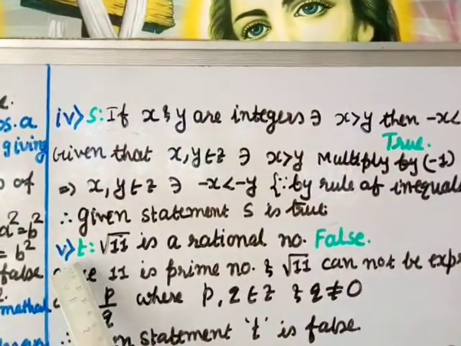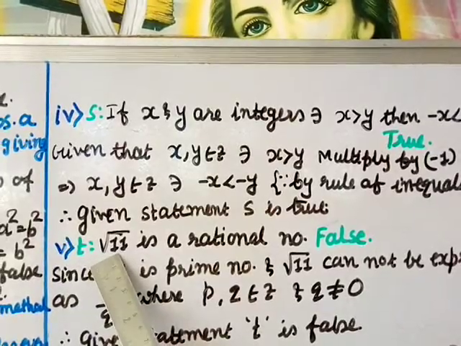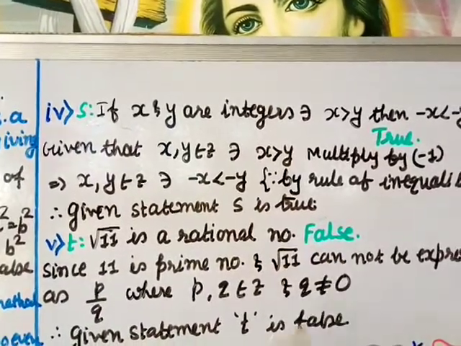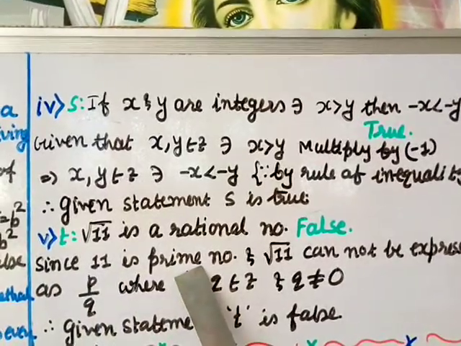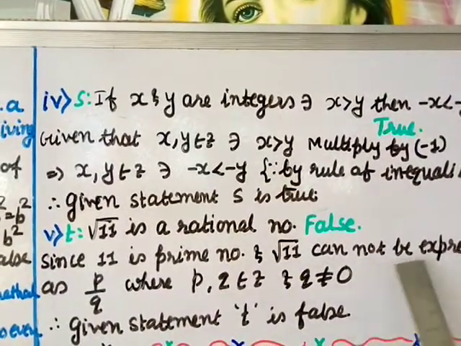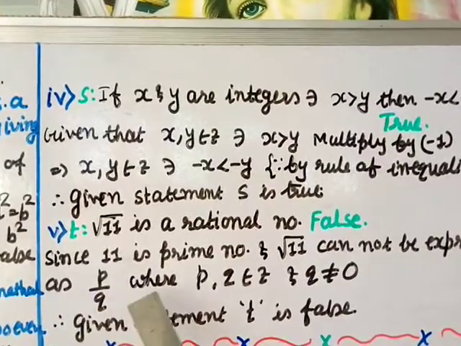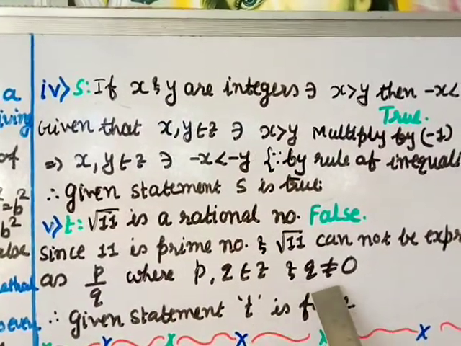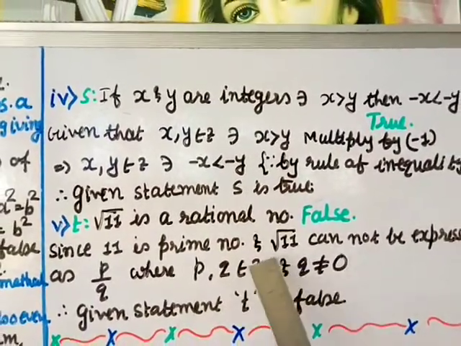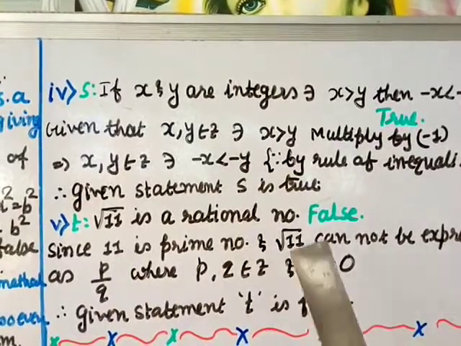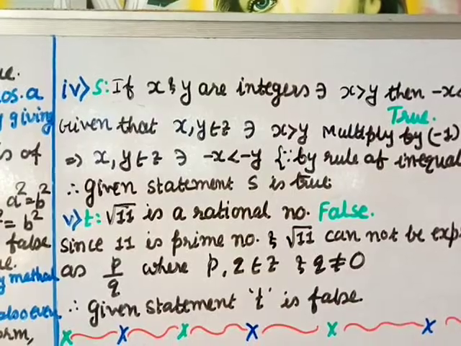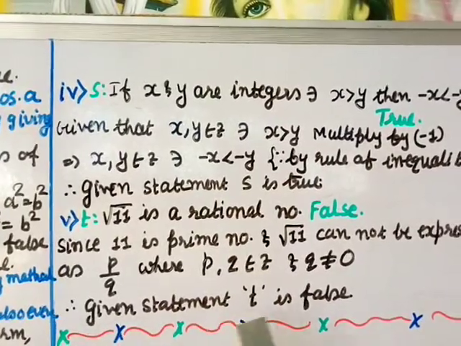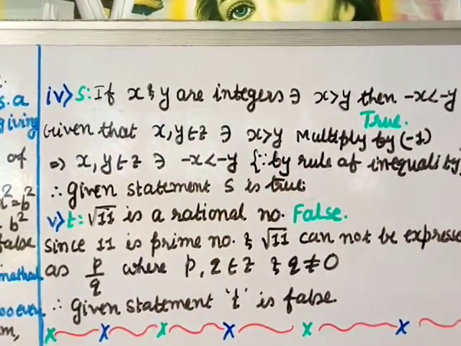Roman number 5, statement T. Root 11 is a rational number. Now this is false. Why? Since 11 is a prime number, we know that root 11 cannot be expressed as p by q, where p and q are integers and q not equal to 0. Since it is a prime number, root 11 cannot be expressed in this form. So we can say that it is false, right? Therefore given statement T is false.